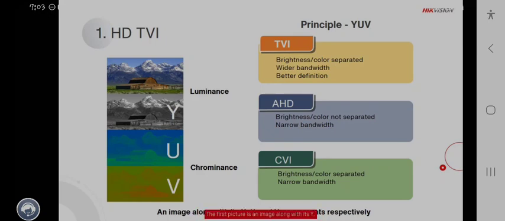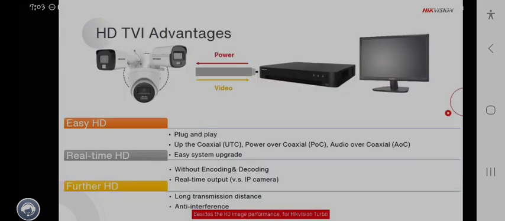The first picture is an image along with its Y, U, and V components respectively, combined with the wider bandwidth, so it has very good image performance. So Hikvision HD TVI can reach a better definition compared to the AHD or CVI. Besides the HD image performance, for Hikvision Turbo HD TVI signal, there are also advantages which include Easy HD, Real-Time HD and Further HD.